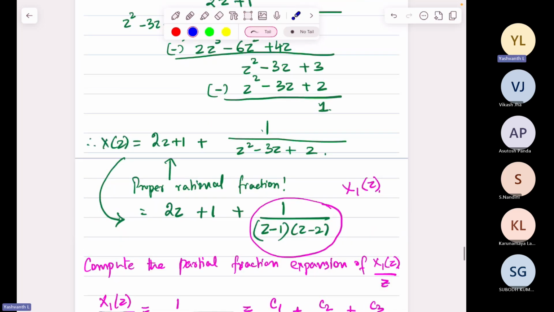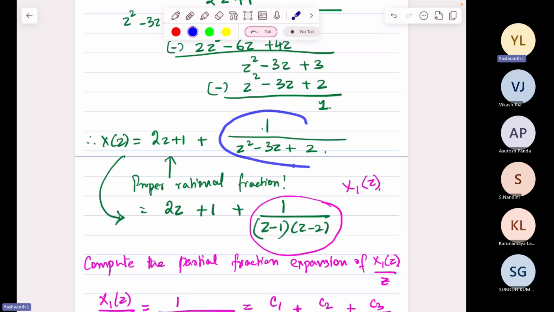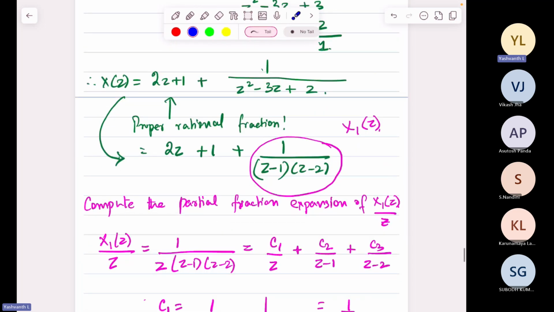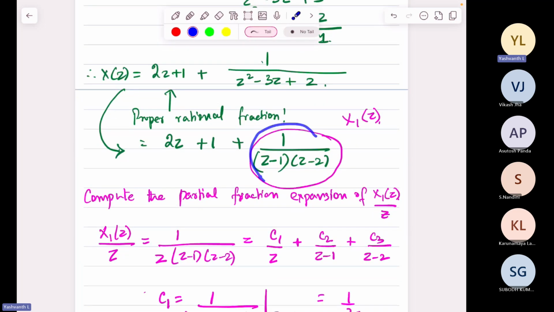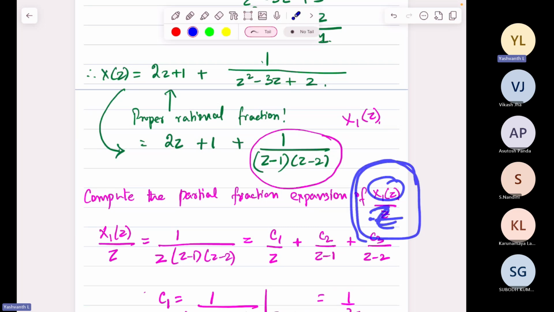Now this 1 by z square minus 3z plus 2 is nothing but 1 by z minus 1 into z minus 2. Now what I will do is a partial fraction expansion. Let me concentrate on the last term, call it X1 of z. I'll do the partial fraction expansion of X1 of z by z. This is basically the procedure: you divide by an additional z here.